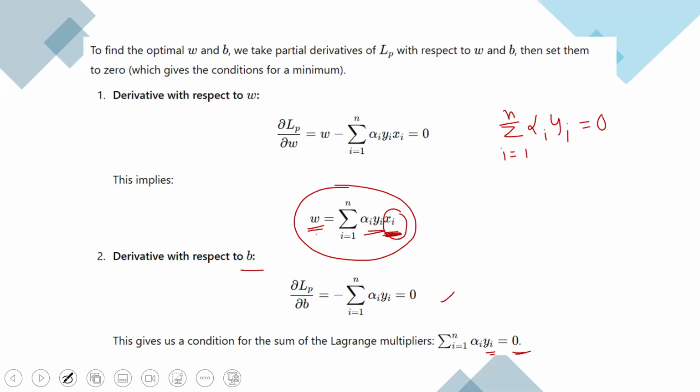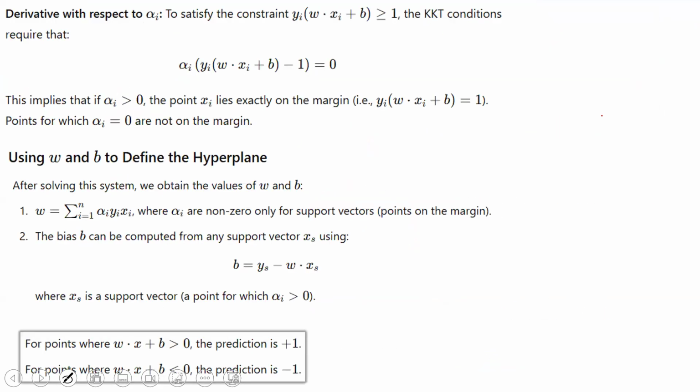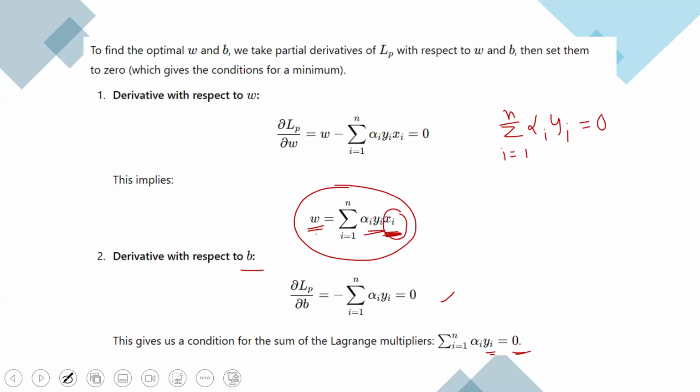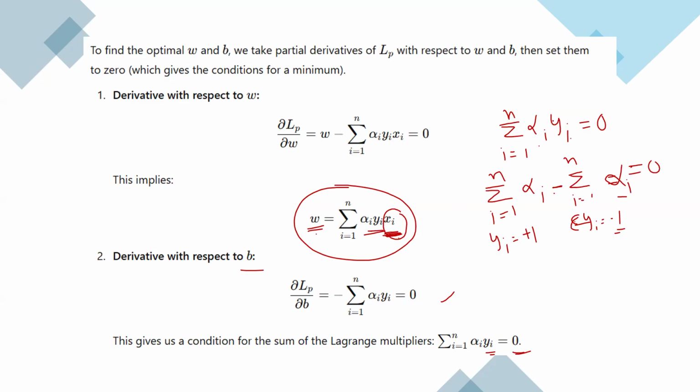If you want to write this in a different format, it is nothing but the sum over i equal to 1 to n of alpha i for class 1, which is positive 1, minus the sum of alpha i for the other points, because for all the points that belong to yi equal to minus 1, is equal to 0. Alpha i into yi for points that belong to the -1 class will have a minus coming down, because alpha into -1 will become -1 into alpha i. So all these points belong to the -1 class, all these points belong to the +1 class, and that's the reason you got a minus before these points.